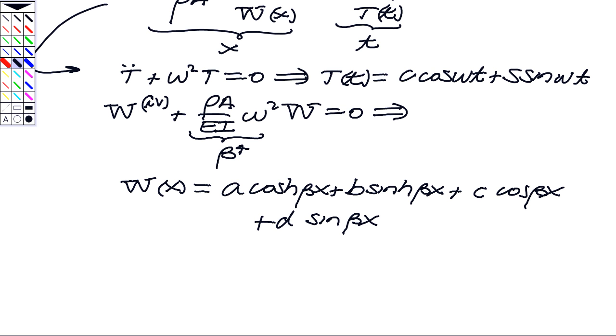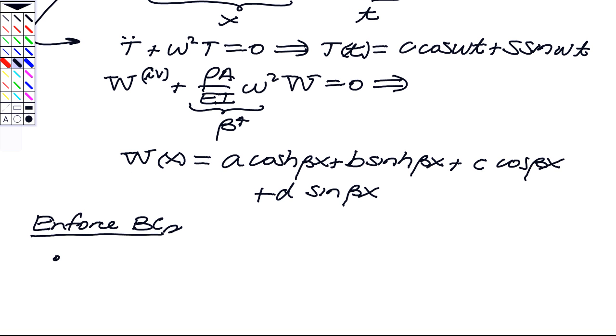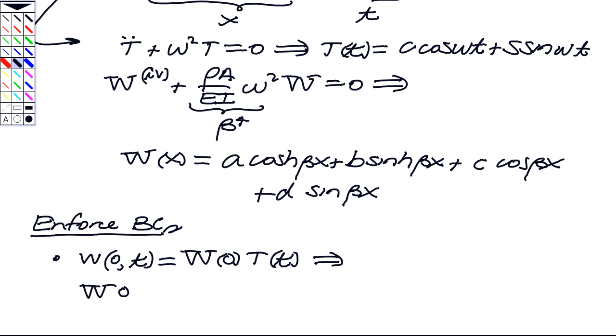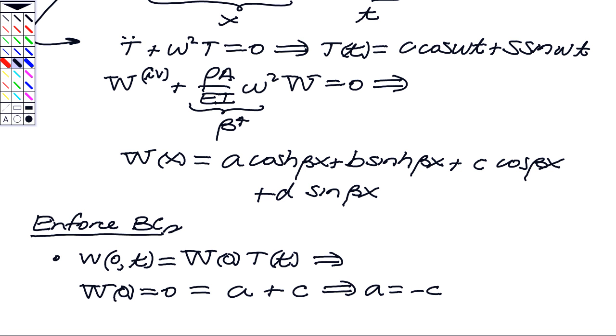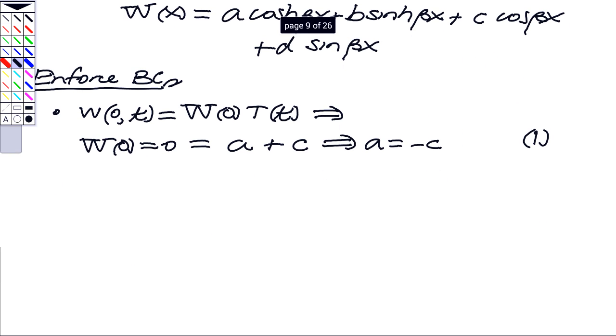So what we need to do for this is to enforce our boundary conditions. If we enforce our boundary conditions, the displacement condition on the left-hand side of no displacement says that in its separable form, capital W must be equal to 0. So we set x equal to 0, and we simply get A plus C must be equal to 0. So we know that there is a relationship of A equals minus C between those two coefficients.